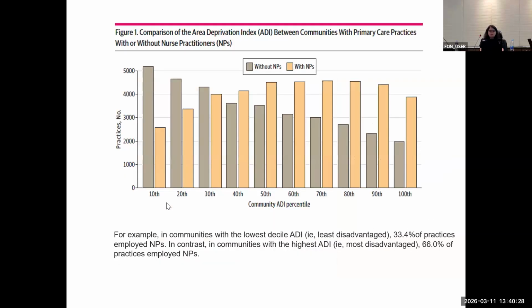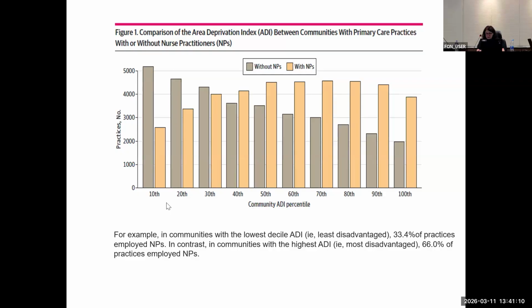On this bar graph, you can see this measure ADI, the area deprivation index. It's an index that measures how poor and socioeconomically disadvantaged the neighborhood is, how few resources are in this community. So you can see yellow means practices with NPs and gray means practices without NPs. As you can see, as ADI gets higher and higher, which means the neighborhood gets poorer and poorer, more clinics are hiring nurse practitioners. So this tells us that nurse practitioners play a critical role in delivering care to patients in poor areas.